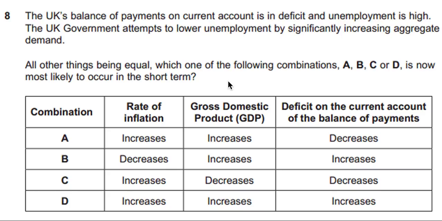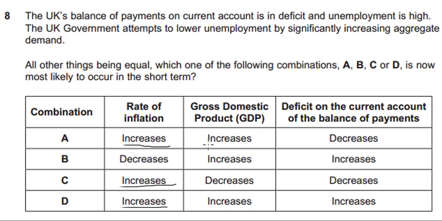So if we look at each column and work our way through, the rate of inflation. If AD has increased significantly, what that means is there's more pressure on prices because demand is higher for products, and therefore prices are most likely to increase, especially in the short term. So our prices are increasing in the short term because of that rise in AD.